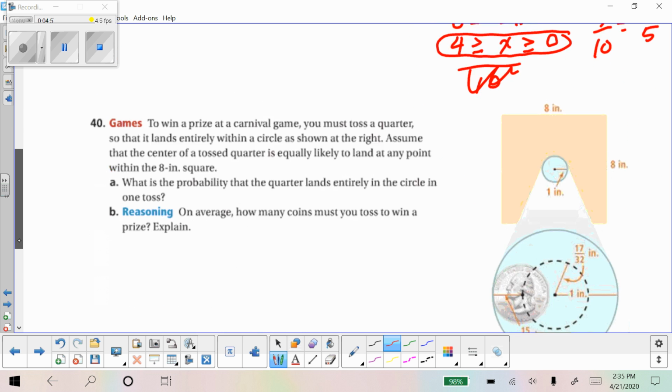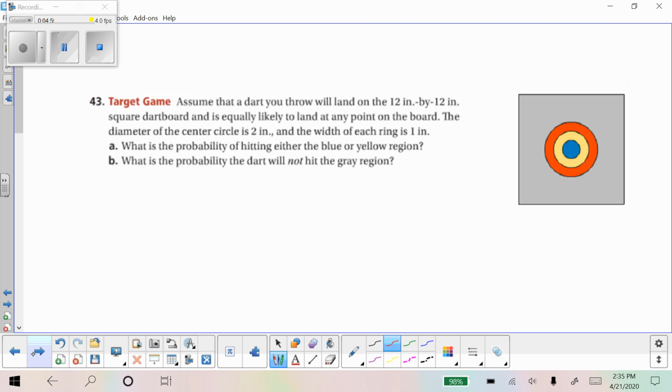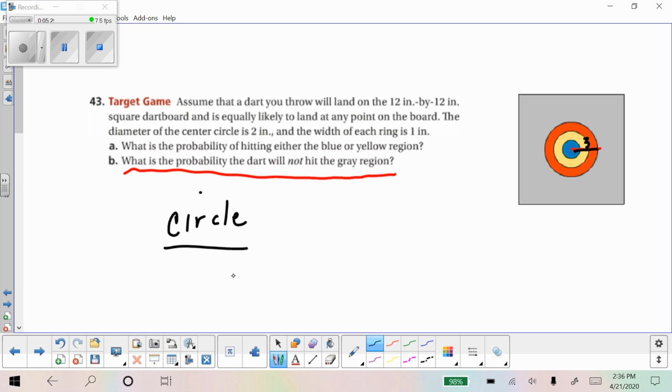Moving on, let's check out 43B. What is the probability the dart will not hit the gray region? In other words, it's in the circular area there. The radius of that inside circle is 3. So we need the area of the circle out of the total, and then it will not hit the gray region.